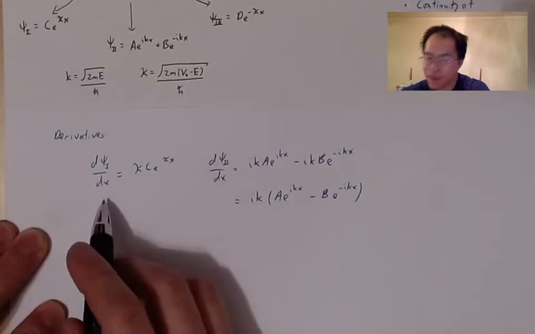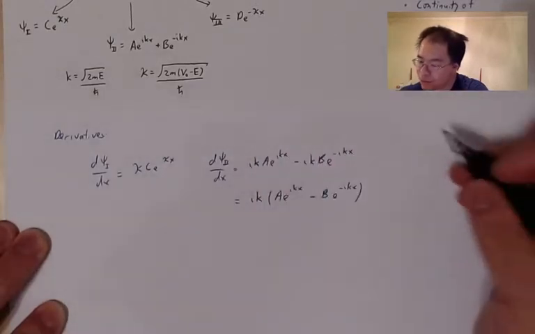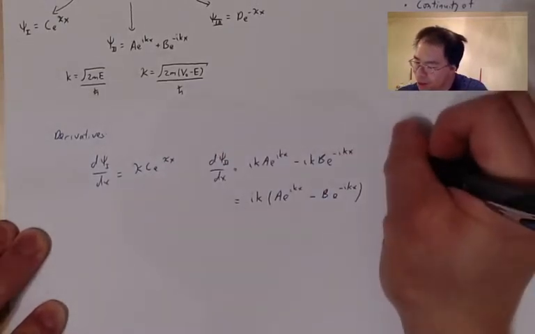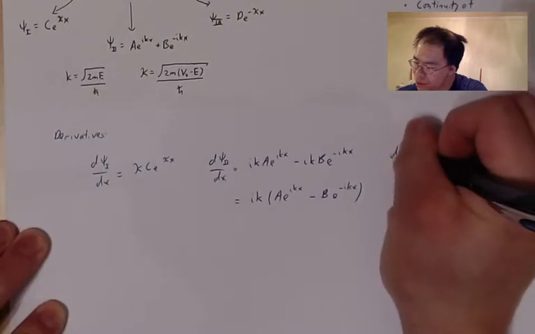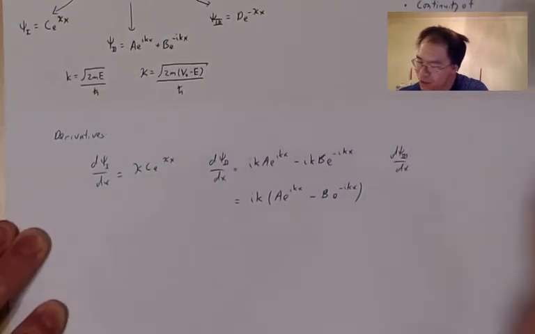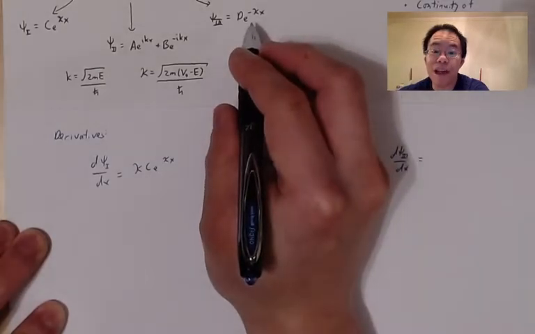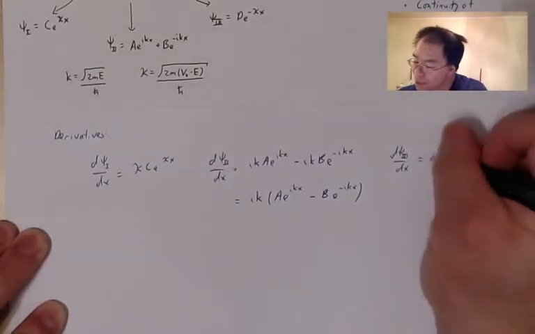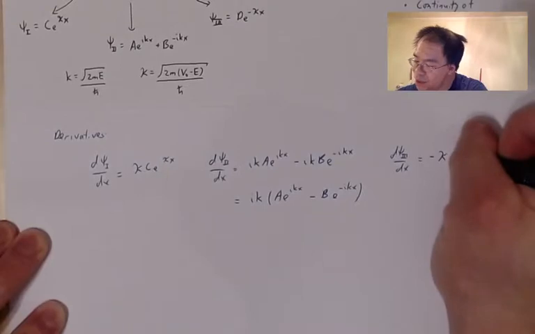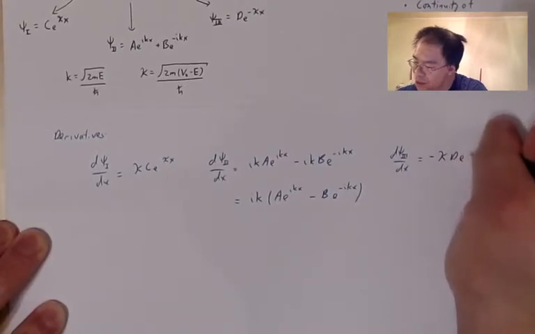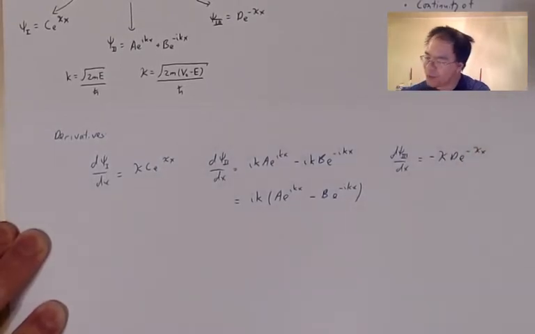And finally, psi 3 here is quite similar to psi 1. So d psi 3 dx, here I now bring down a factor of minus kappa from the chain rule, so I get minus kappa d e to the minus kappa x.